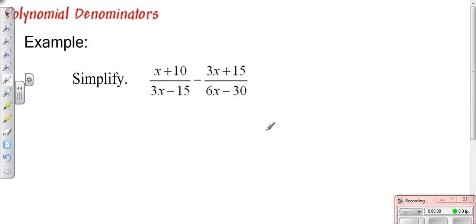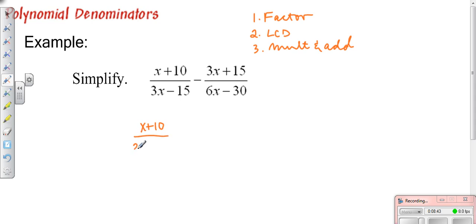So, polynomial denominators. What happens if I have expressions in the bottom, if I have x terms and constants? So number one is we always factor. You need to break those expressions down into lowest terms. Then you're going to figure out your least common denominator, and then you multiply and add just like we were doing. So if I go ahead and factor these things, I have x plus 10 all over greatest common factor 3 times x minus 5.